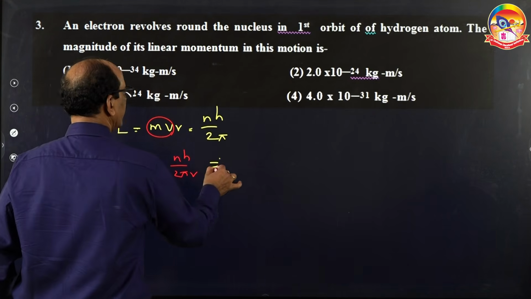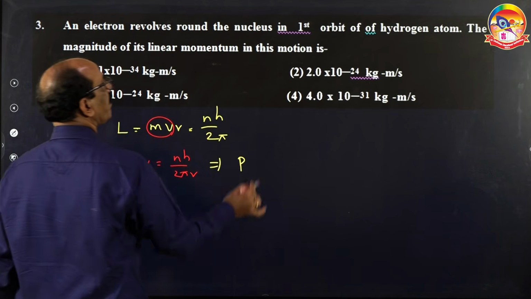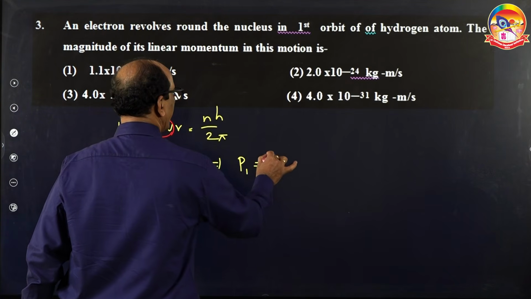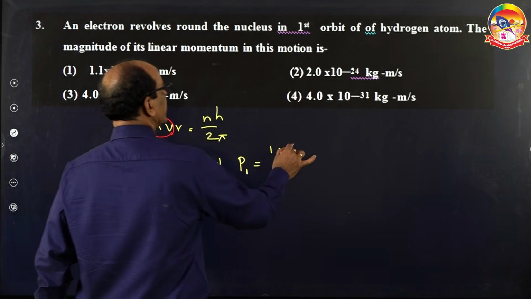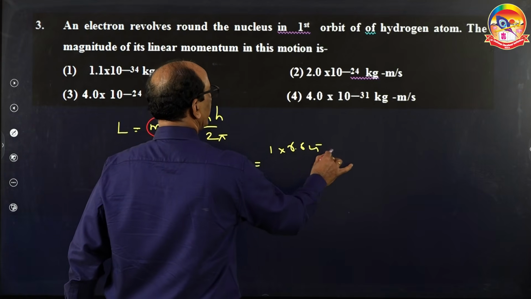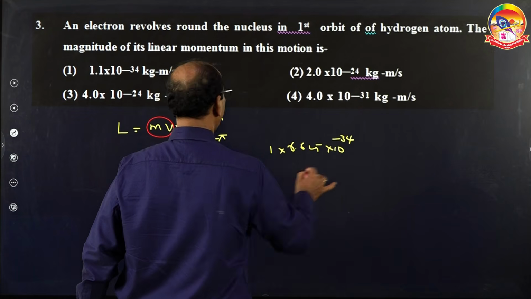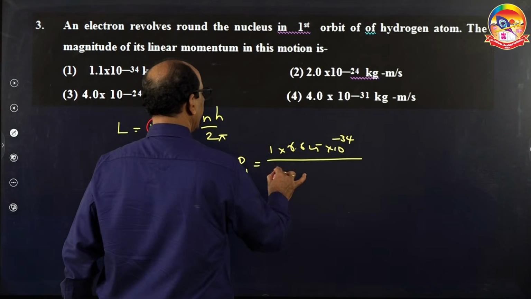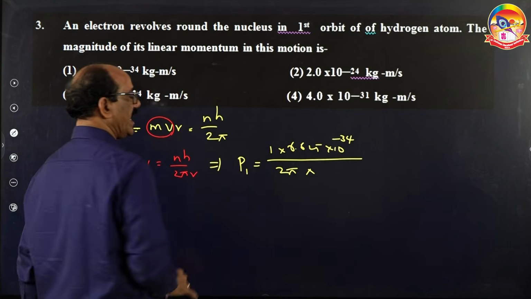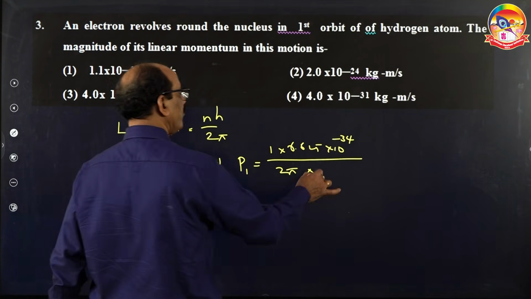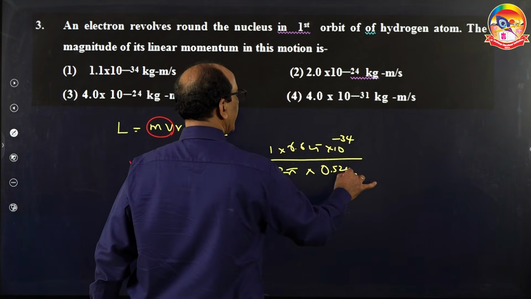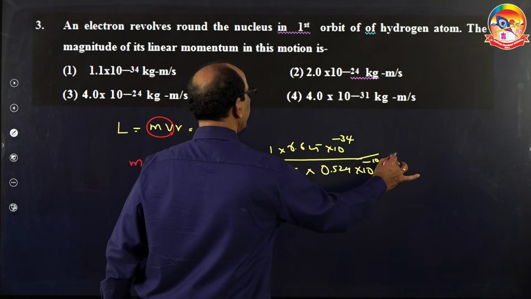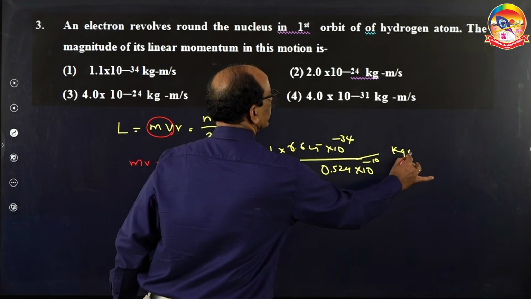So here, the momentum in the first orbit is asked, so the principal quantum number is 1 and it is 6.625 into 10 power minus 34, because the answers are given in SI, times 2 pi into, the radius of the electron in the nth orbit of hydrogen atom is 0.529 angstroms. So it is this many kg meter per second we get.